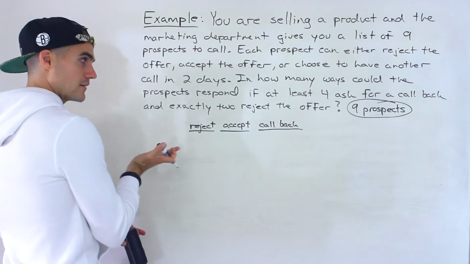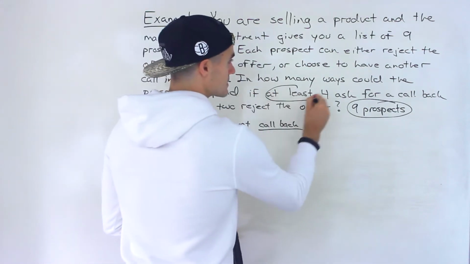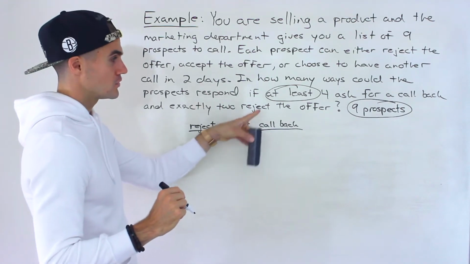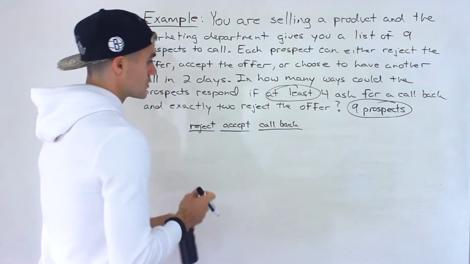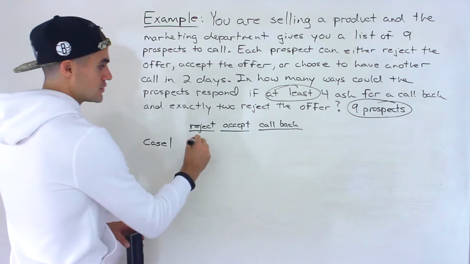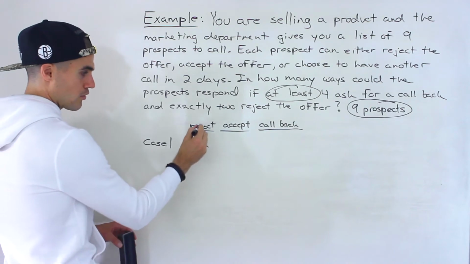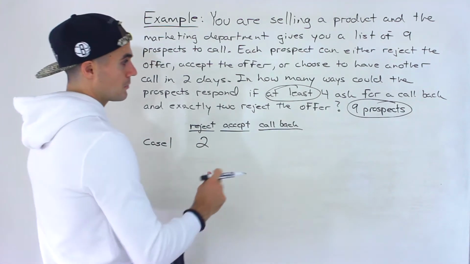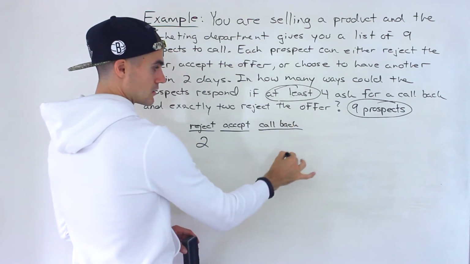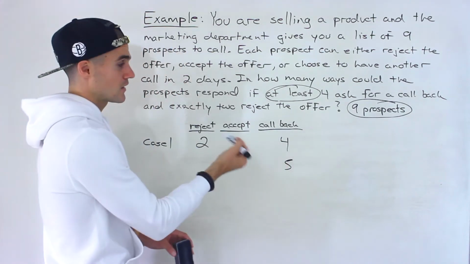Now, notice we're going to have to deal with multiple cases because they're saying in how many ways could the prospects respond if at least 4 ask for a callback and exactly 2 reject the offer. Usually whenever you see at least come up, there's going to be multiple cases. So case 1, notice that exactly 2 are going to be rejecting every time. So in all the cases we go over, this column is always going to be 2. But because there's an at least 4 ask for a callback, this column is going to be changing, right? It could be 4, it could be 5, it could be 6, 7, etc., etc.